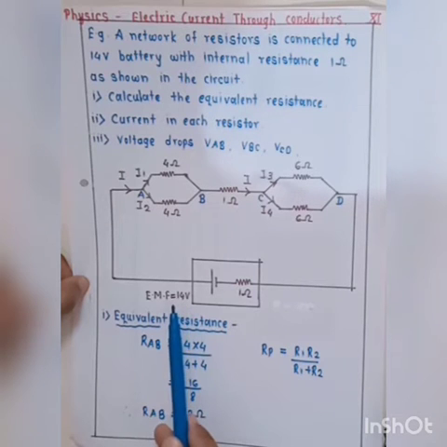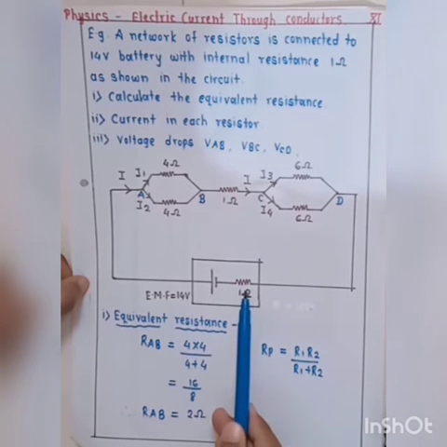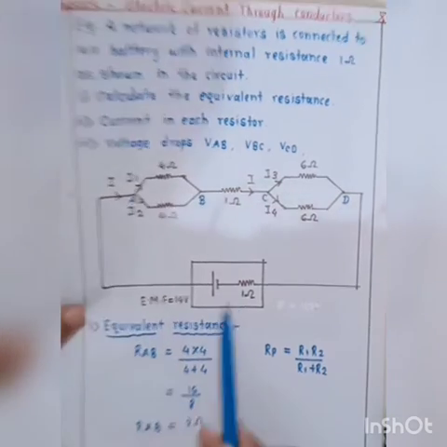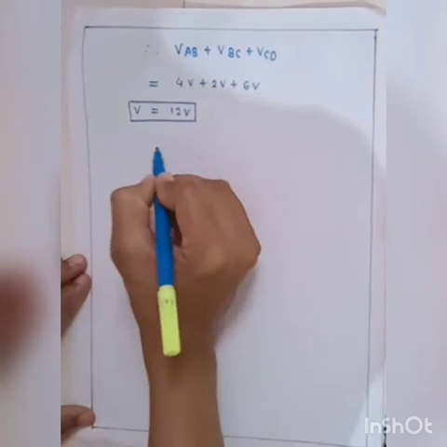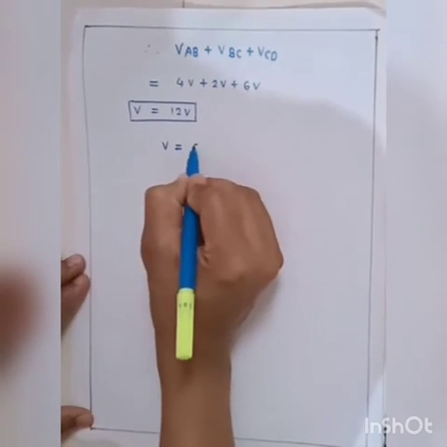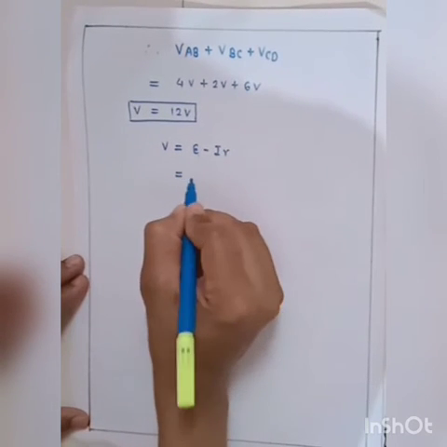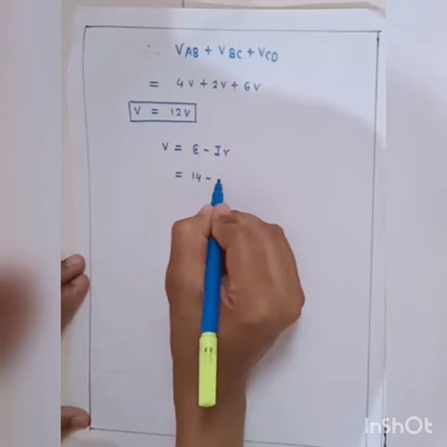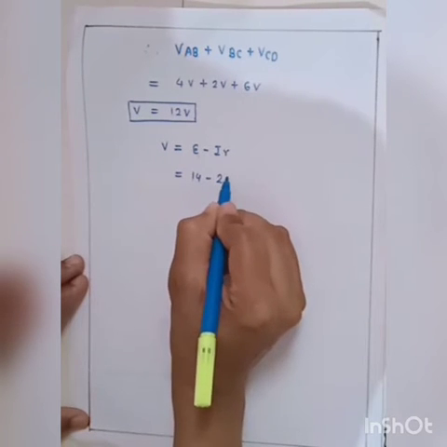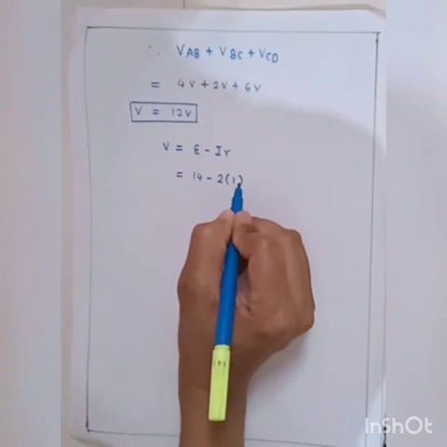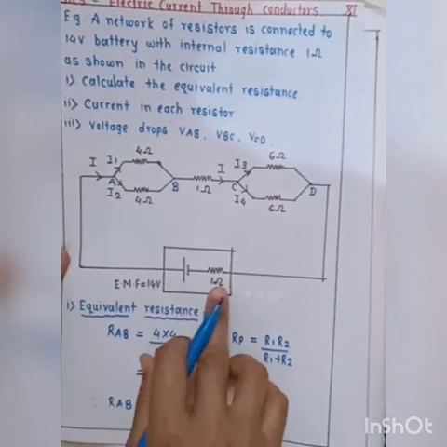Whenever we consider the internal resistance of the battery, then terminal potential difference V is equal to E, that is EMF, minus I into R. Now EMF is 14 volt minus current, total current is 2 ampere, and internal resistance of the battery is 1 ohm.